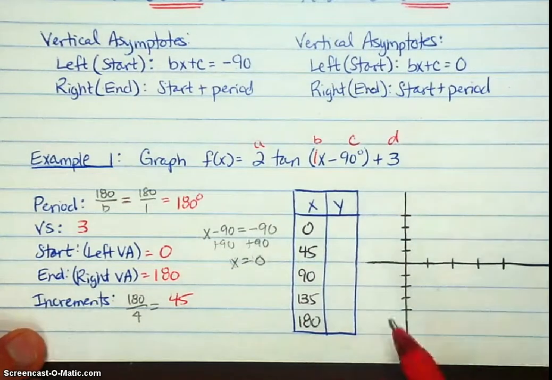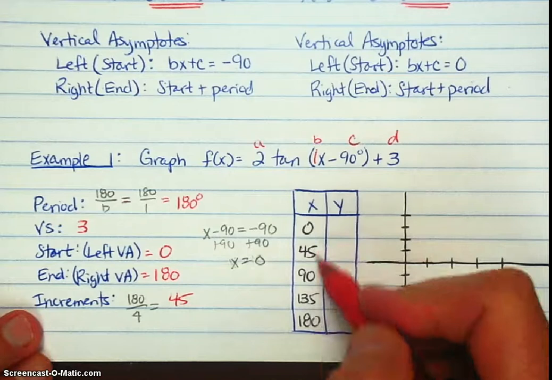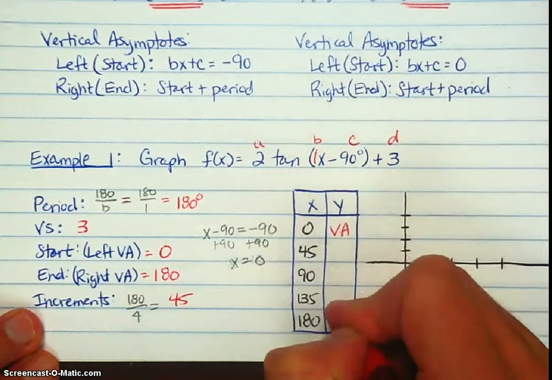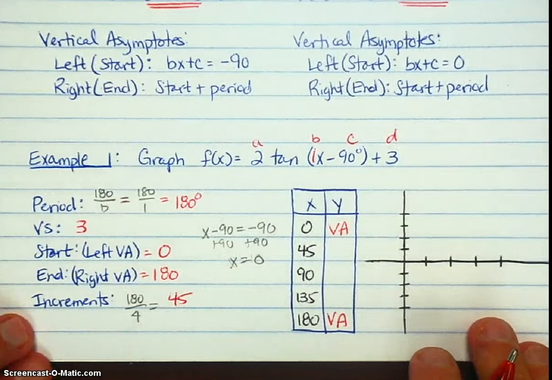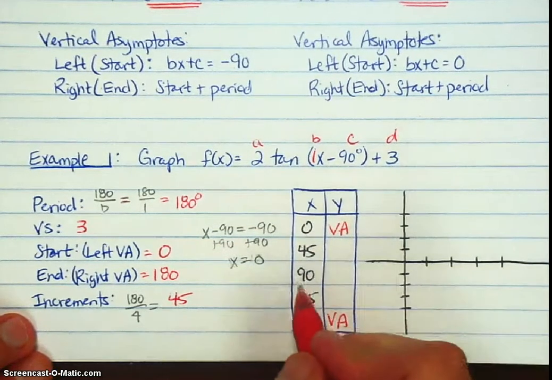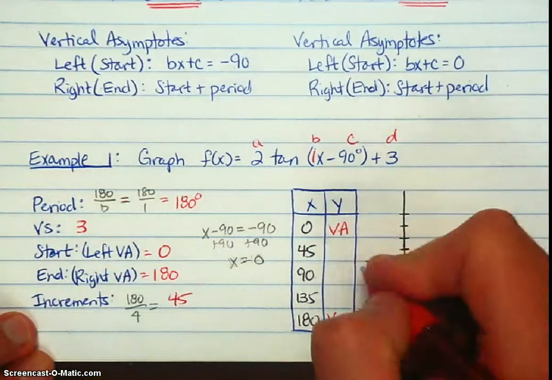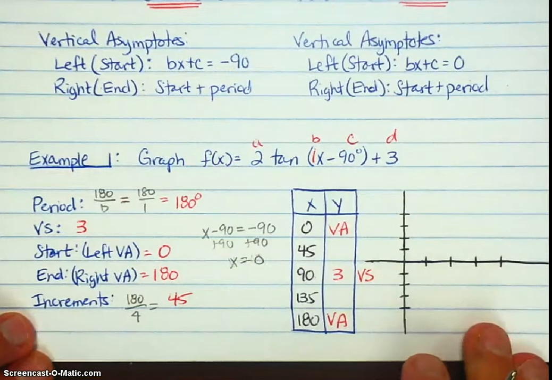Now, this is really not that bad once you get these points, because we know that the first one and the last one are vertical asymptotes. So I don't even have to find points for that. Those are going to be vertical asymptotes, and I put them on my graph. Okay? It turns out that this middle one is on the vertical shift. So my vertical shift here was 3. So this is going to be my vertical shift there, that middle one.